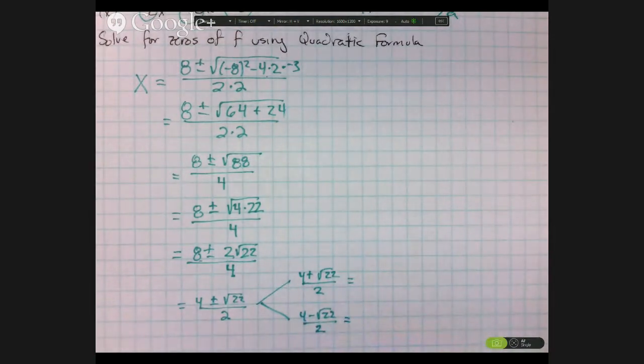Okay, this is a perfectly acceptable answer right here. This is okay. You can leave it. Square root of 22 is irrational. That's a perfect answer. If you want to get decimals to graph it, that's fine too. I don't know what they are, but 4 plus somewhere around 4.5 and negative 0.5, I guess. Anybody have those hammered up?